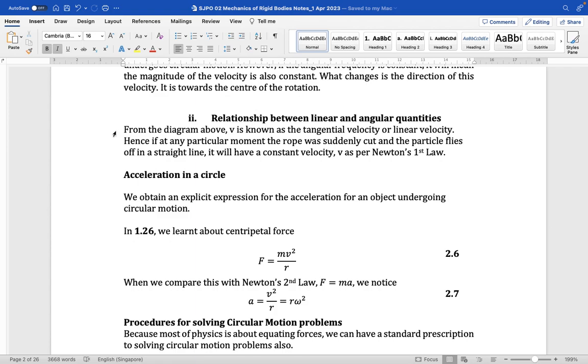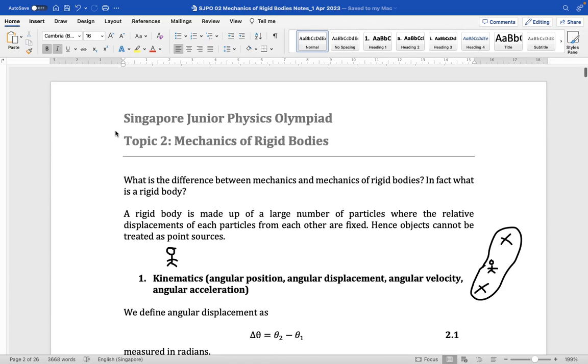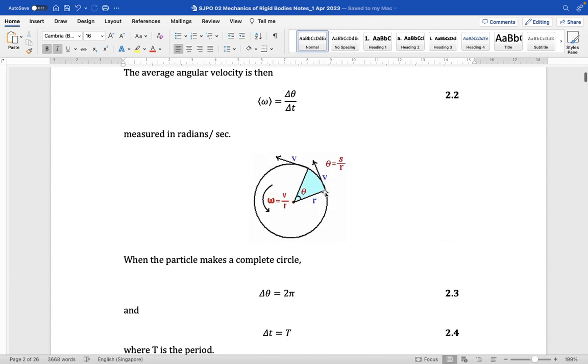We want to connect linear quantities with angular quantities as well. We agreed the last time that this type of motion is similar to what we call the linear velocities, and there is an analogy from rotational motion to linear motion.